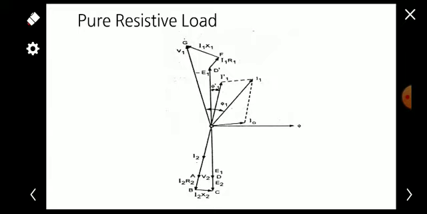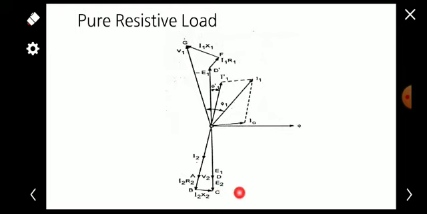So after drawing this E1, we will start with V2. V2 is the terminal output voltage, and due to the inductive effect in the windings and the leakage reactance, the terminal voltage V2 will be lagging the corresponding voltage E2.